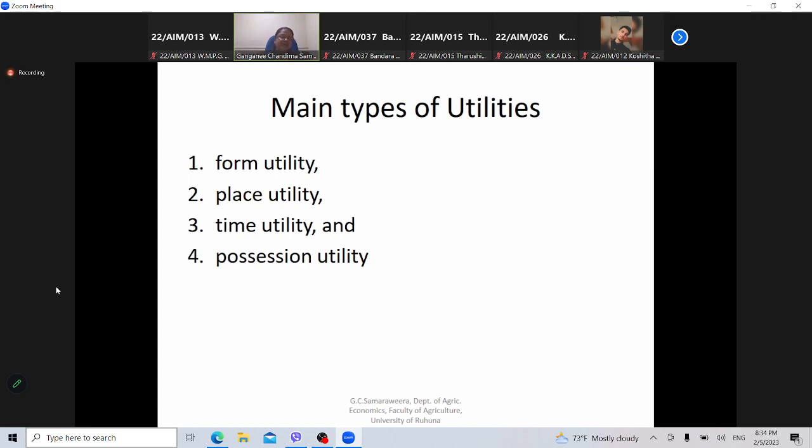Time utility. For example, let's say during December, Christmas time, people need candles, cake. For cake, they need maybe eggs. So at that time, your utility is very high for these products. But off season, not December, maybe January, February, these days we don't need Christmas celebrations. We don't need candles, maybe we don't need more and more cakes. So utility is changing with the time.